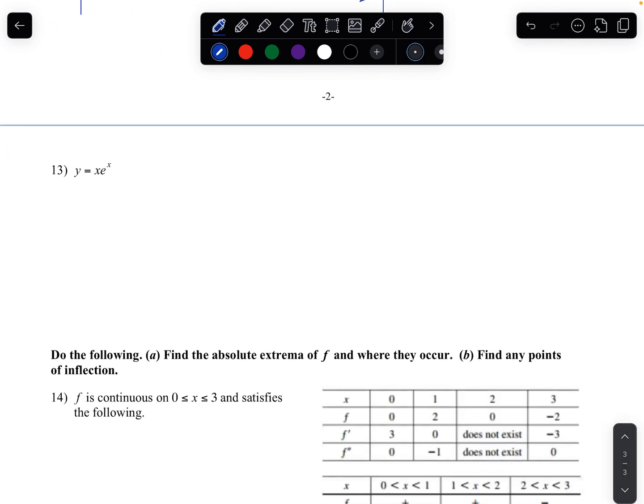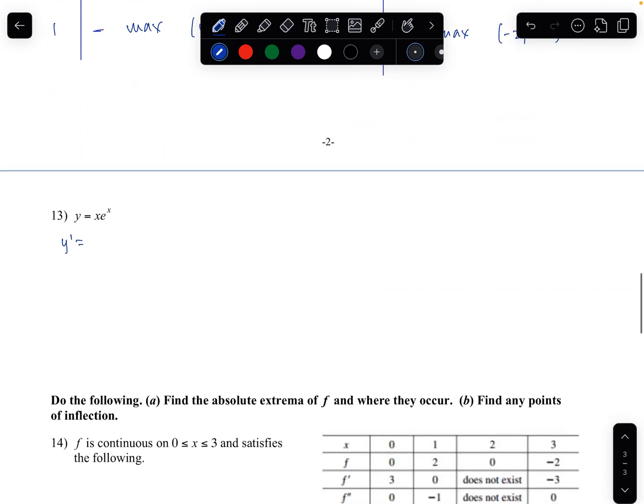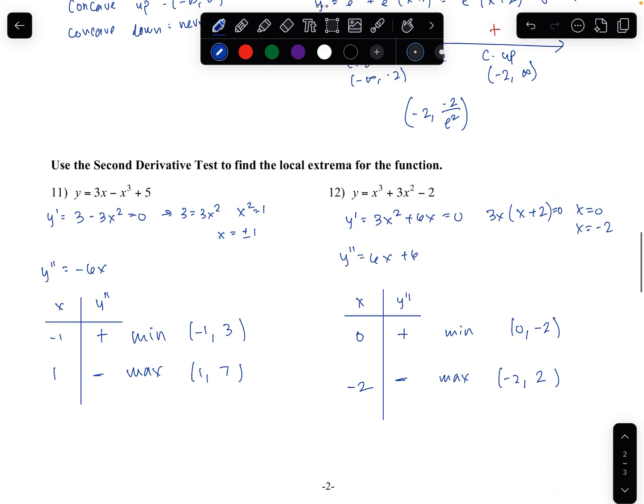All right, for this one, so y prime, we already did work for this right here. I'll do it again. So y prime is going to be the first times the derivative of the second plus the derivative of the first times the second. I'm going to factor out an e to the x. I remember, so y double prime, if I remember correctly, is e to the x times x plus 2, right?